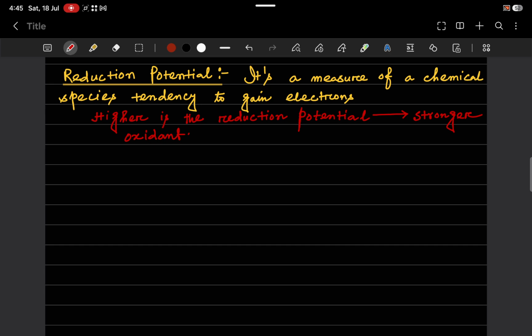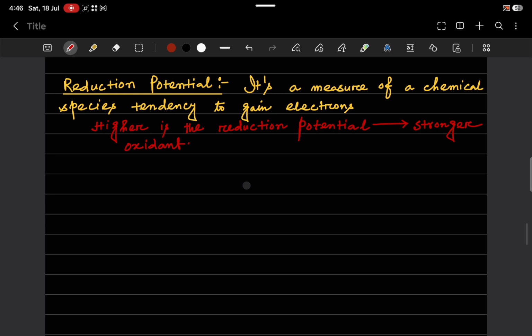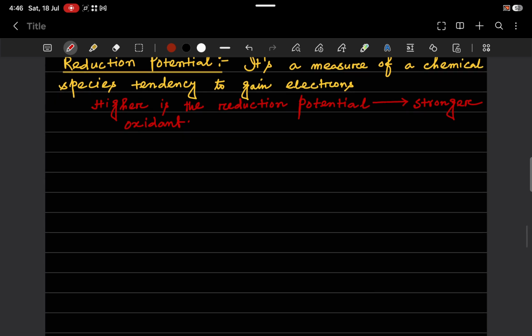I hope I have made the concept of reduction potential clear. Is it clear? If you can't understand up to this, please write in the comment box and I will try to clear your doubt. Let's try to understand why a higher reduction potential suggests a stronger oxidant.